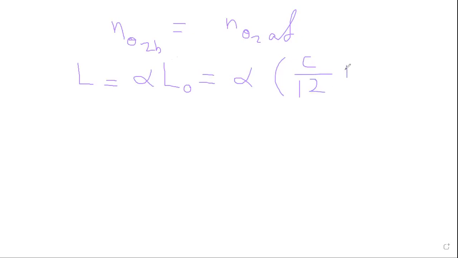Now, since we need the quantity of oxygen, and this is the quantity of air, we just have to multiply by the volumetric percentage of oxygen in air. And we know that the quantity is 21%. So NO2 before is 0.21 L, which is equal to 0.21 times alpha L0 equals 0.21 alpha times C over 12 plus H over 4. And this quantity should be equal to NO2 after.